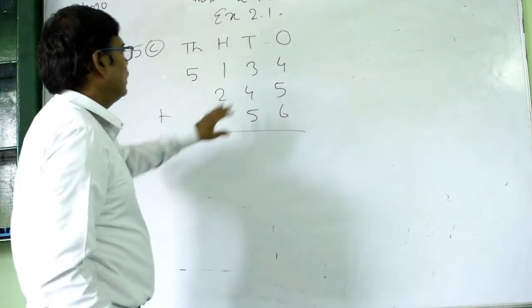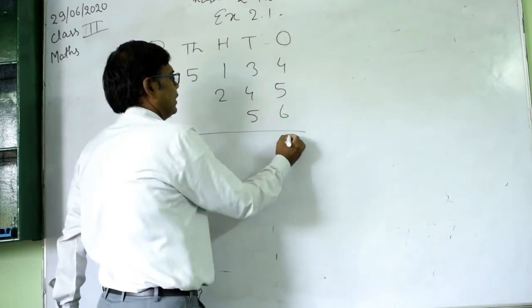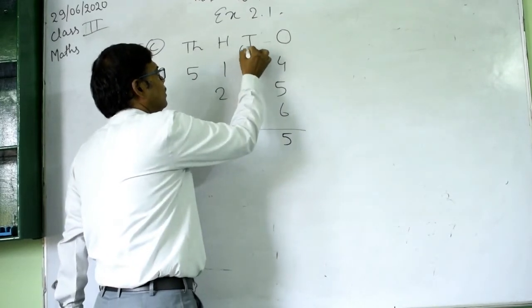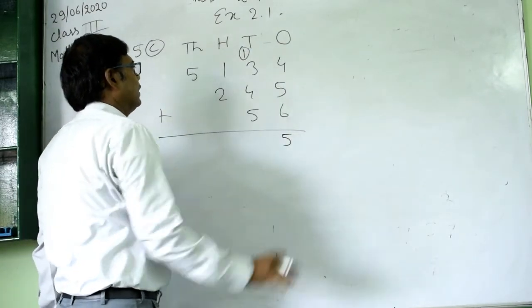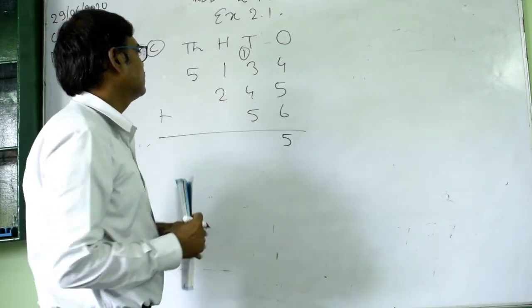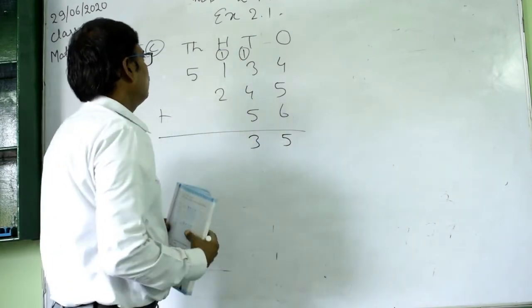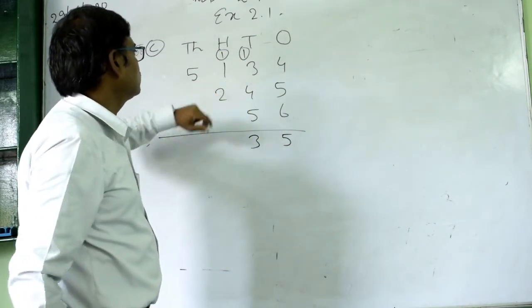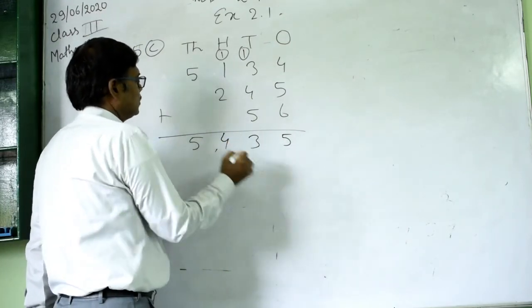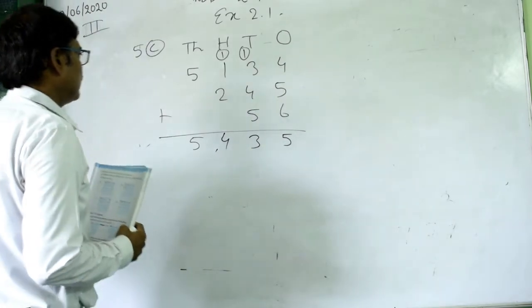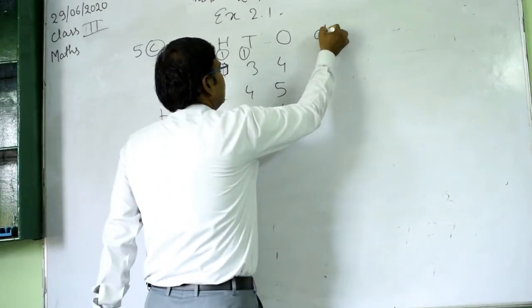Now 5 plus 4 is 9, 9 plus 6 is 15. Then write 5, then carry 1, then 3 plus 1 is 4 and 4 plus 4, 8, 8 plus 5 is 13, then write 3 and then carry 1, then 1 plus 1 is 2 and 2 plus 2 is 4 and then 5 here. So the answer is 5435. And the last one in this exercise is D.